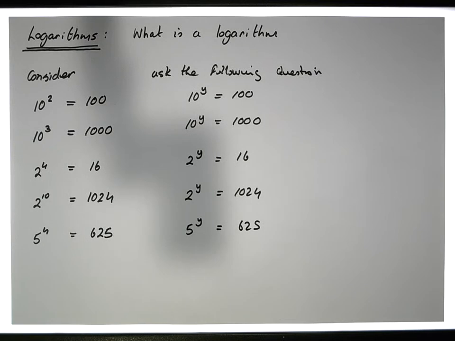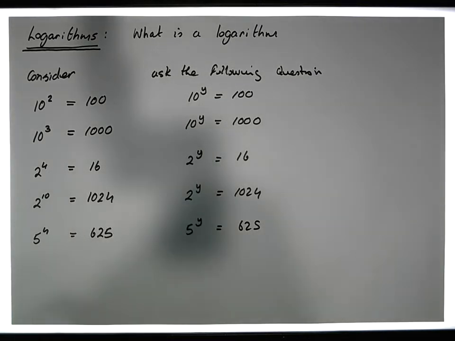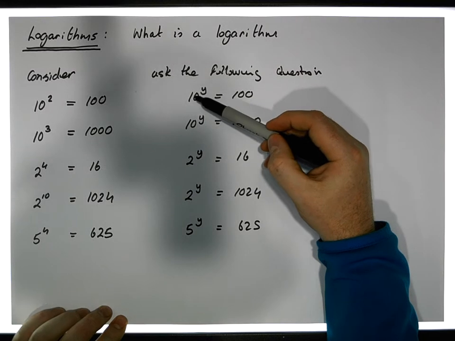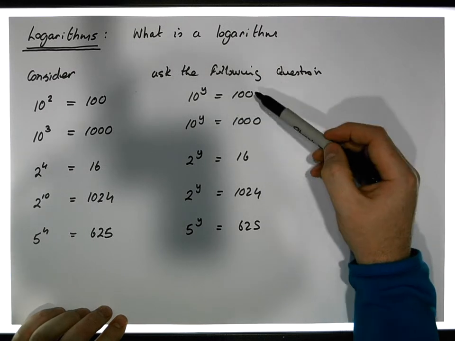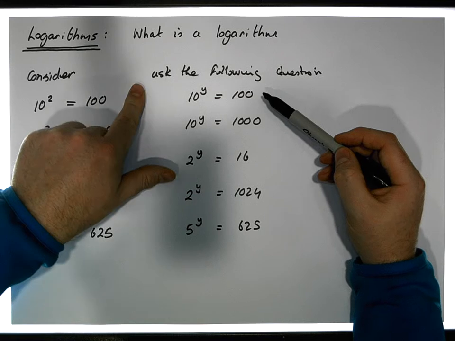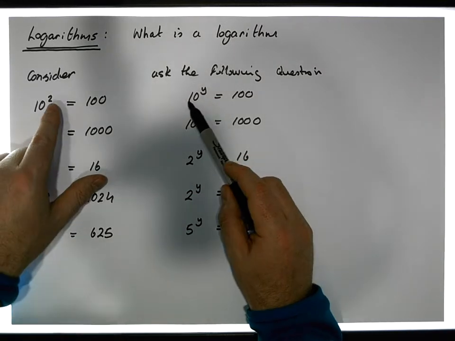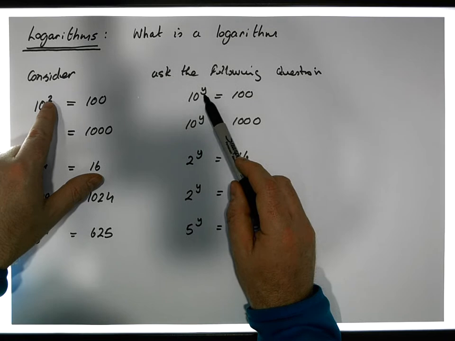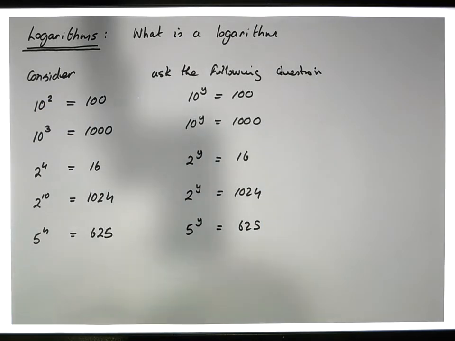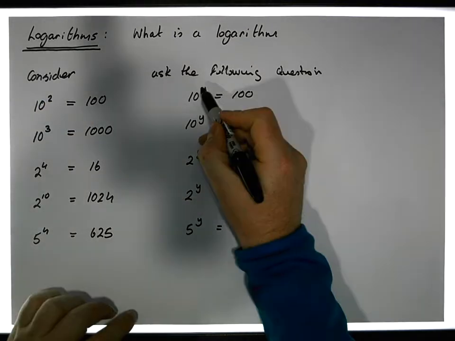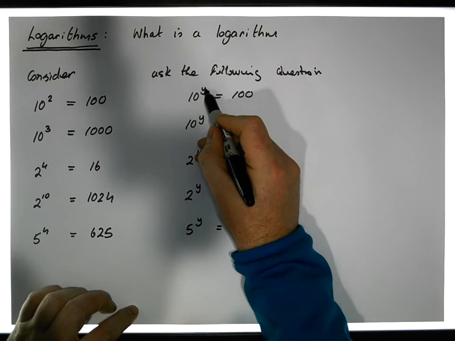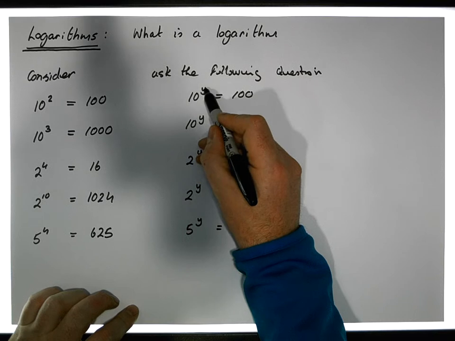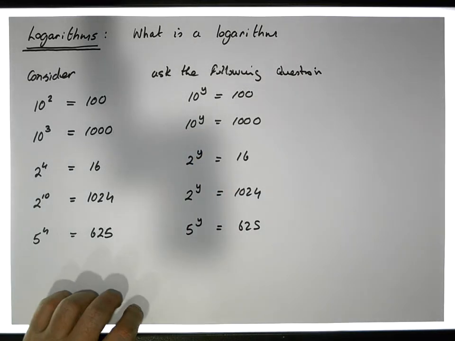Okay. Now, the important thing here is that the question we're asking is, what power should I raise some base to in order to achieve a specific value? We know that in this case, the base 10 should be raised to the power of 2 to get 100. And that's effectively all a logarithm is. A logarithm is an exponent. It's the power that you need to raise a base to in order to achieve a specific value.